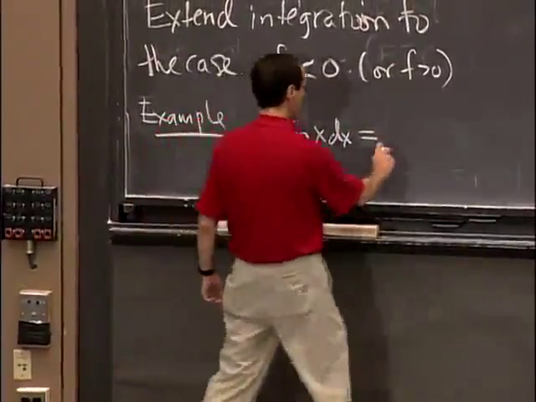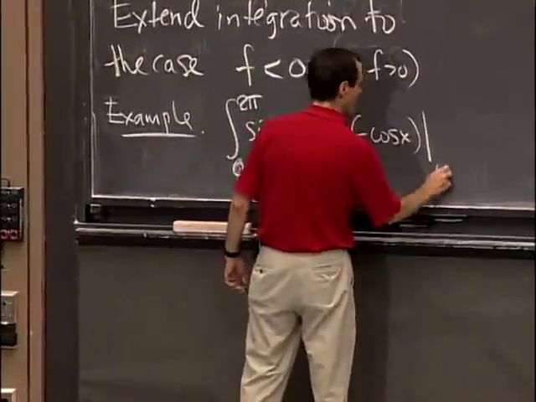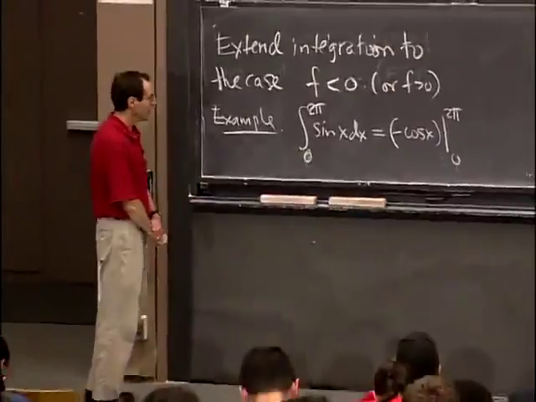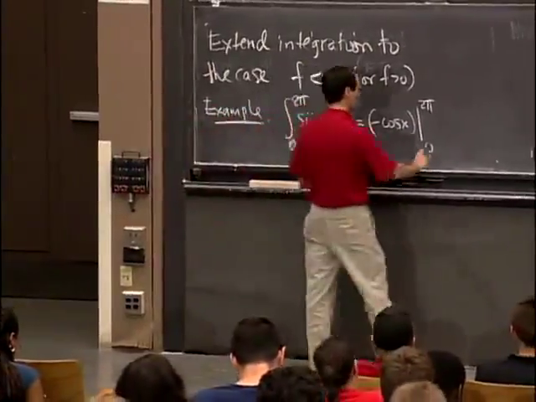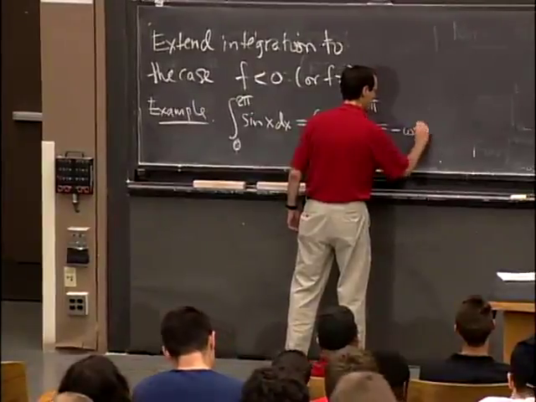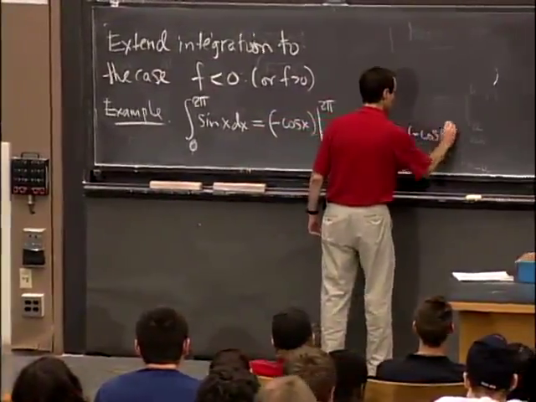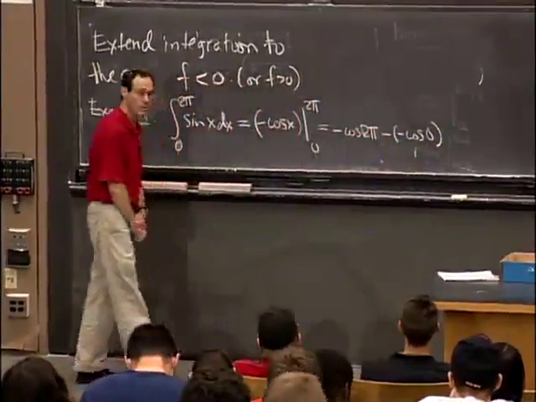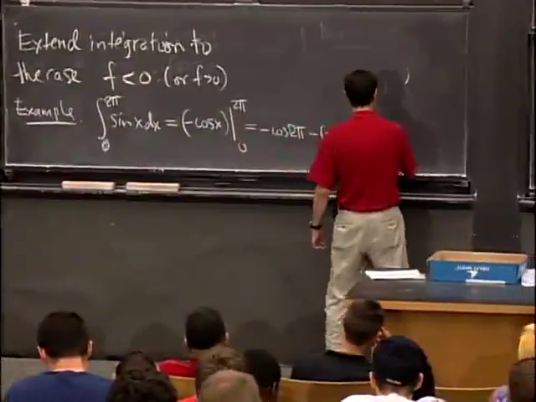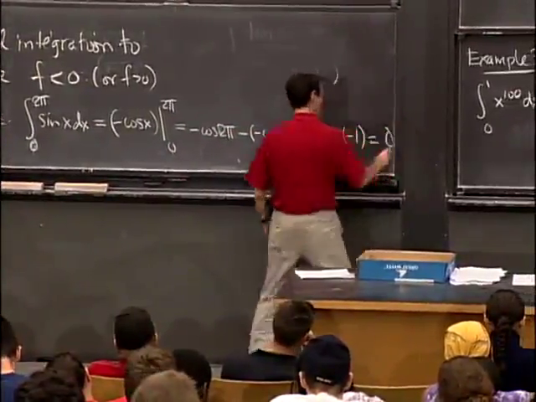So we insist that this is going to be minus cosine x evaluated at 0 and 2 pi with the difference. Now when we carry out that difference, what we get here is minus cosine 2 pi minus minus cosine 0, which is negative 1 minus negative 1, which is 0.